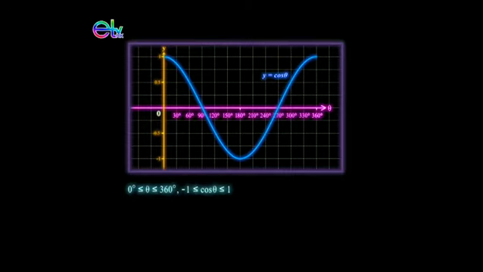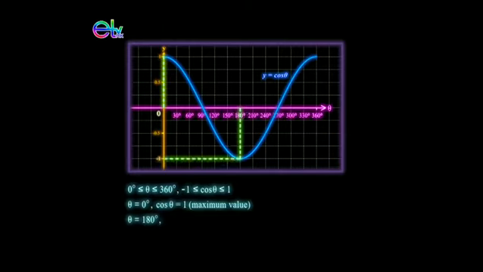This is the graph of the cosine function. We can observe that when angle theta is equal to 0 degrees, cosine theta is equal to 1. This is a maximum value of cosine theta. When angle theta is equal to 180 degrees, cosine theta is equal to -1. This is the minimum value of cosine theta.